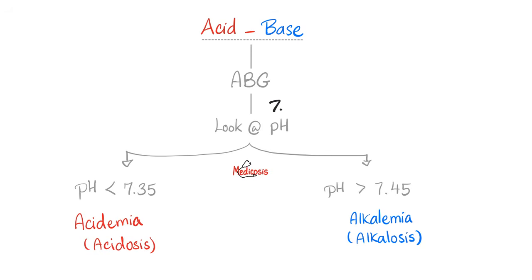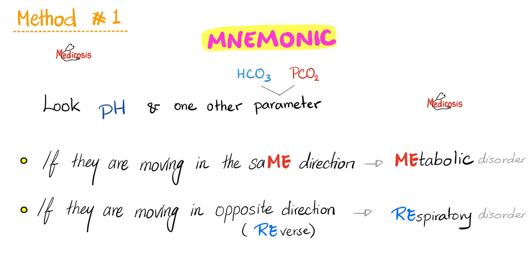Since the normal pH is 7.4 or the range is 7.35 until 7.45, therefore, if the pH is low, less than 7.35, we call it acidemia. If the pH is high, we call it alkalemia. Here's the first method to solve any acid-base problem. I've told you that I'm going to teach you 3 methods. Here is number 1. First, you look at the pH.